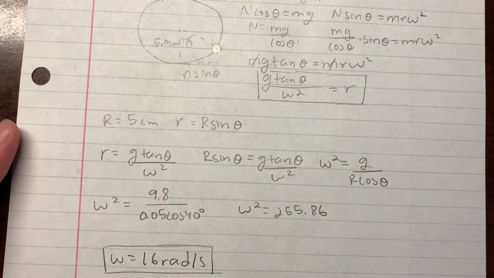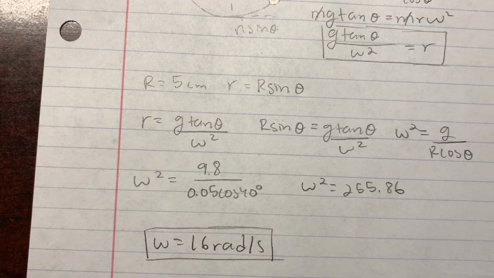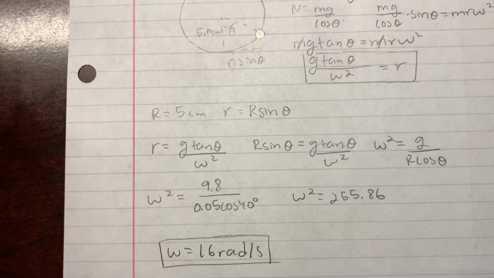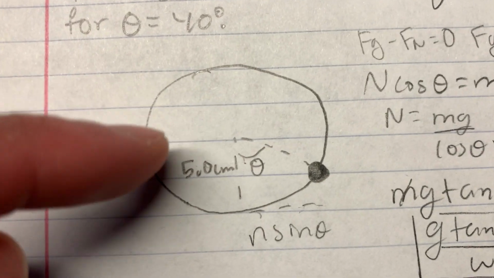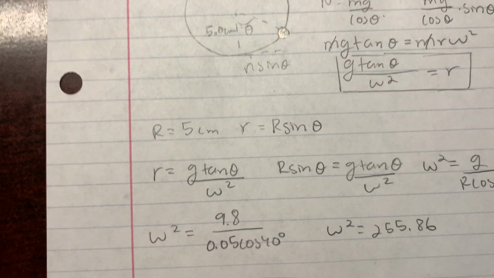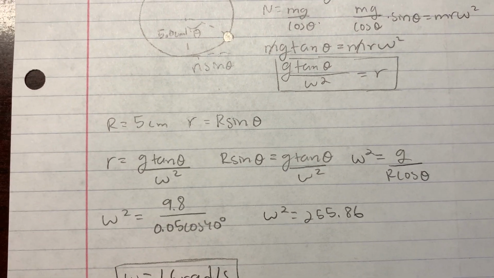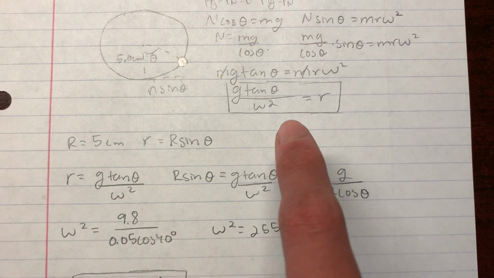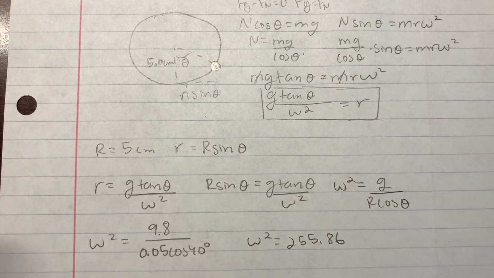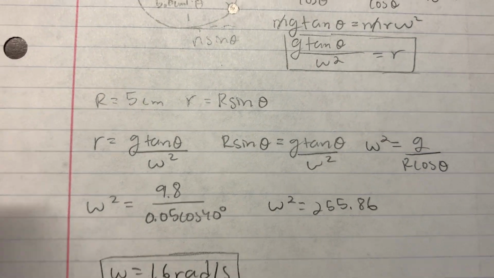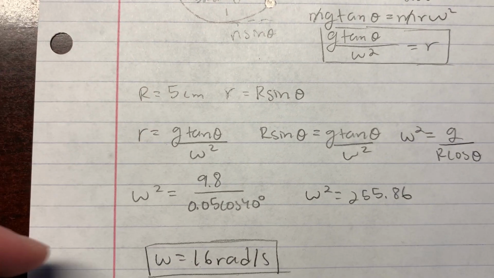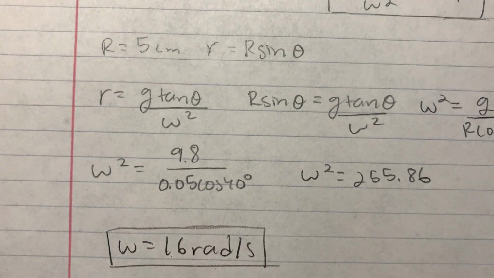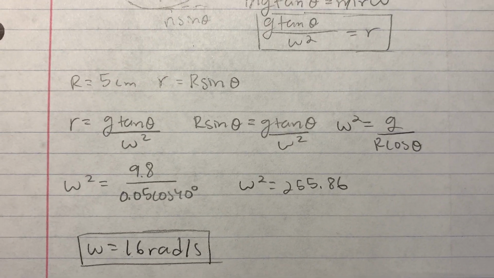Then the second question is asking us to calculate the angular velocity required for theta equals 40 degrees. Okay, so it's given to us that the radius is 5 centimeters, as stated in the prompt. And then we know that r is equivalent to big R sine theta. And we also solved for r in the last part. So we can make both of them equal to each other to write out capital R sine theta is equivalent to g tan of theta over angular velocity squared.